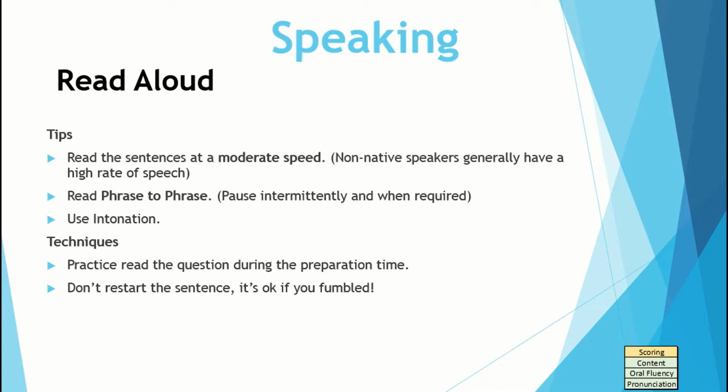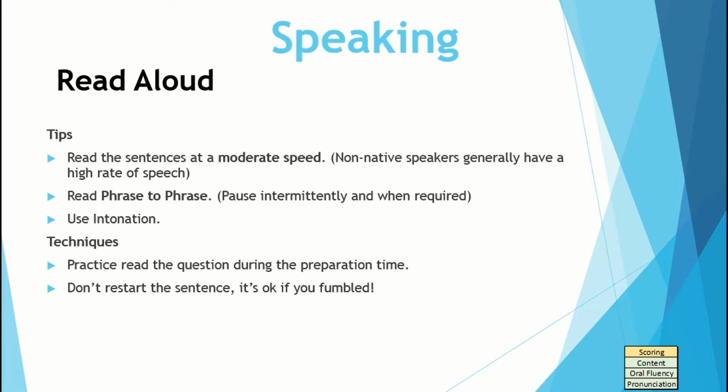The second important tip here is that you read phrase by phrase. You have to pause intermittently. Remember, you are being checked on how you could speak. So when you are reading out the example, make sure that you mean what you say, right? It should be like you're talking to another person or you're trying to convey something to another person.